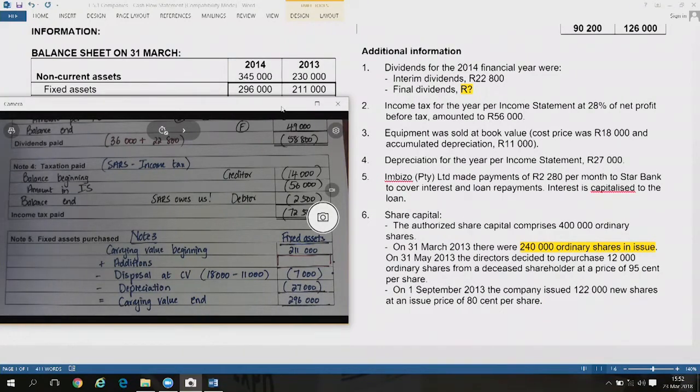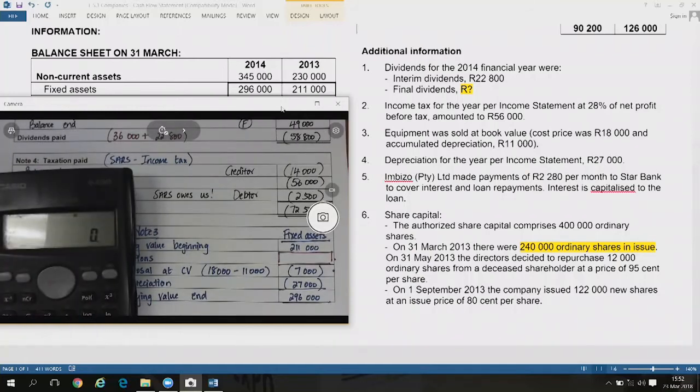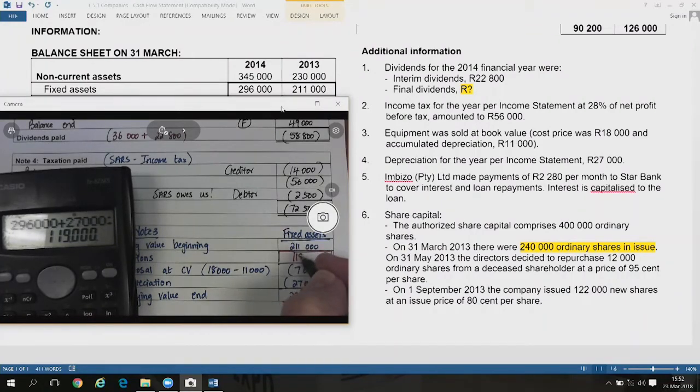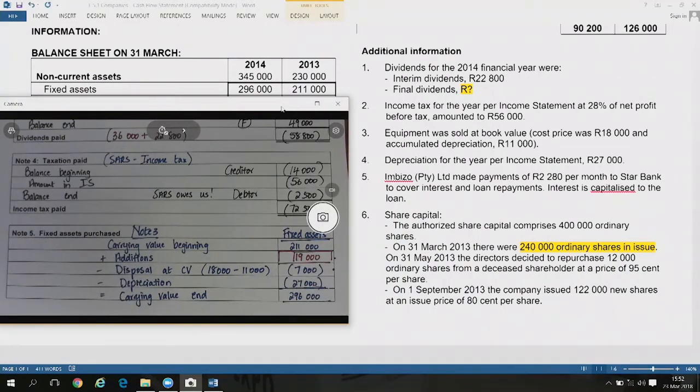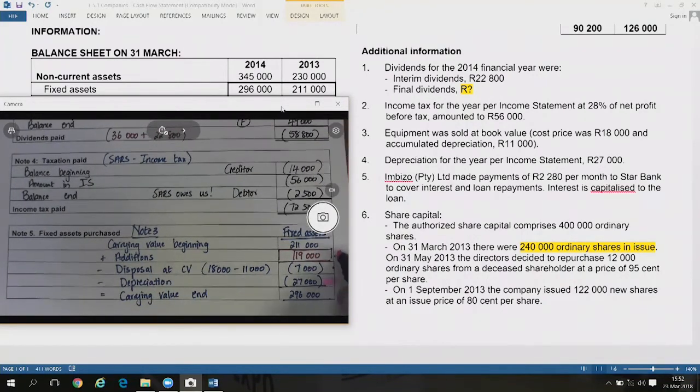I normally start at the bottom and I will say 296,000. Then I add whatever was subtracted. So I add the 27,000, I add the 7,000, and I minus the 211,000, and that gives me 119,000 that was bought. 119,000 fixed assets bought. Now we've got enough information. We already put that one in note number 1, and that one we are going to put in the cash flow statement.